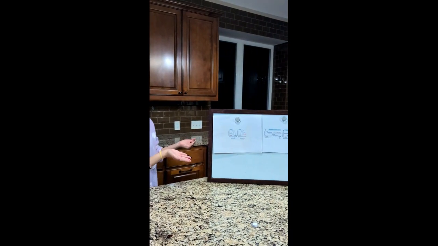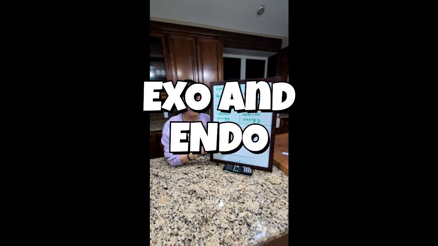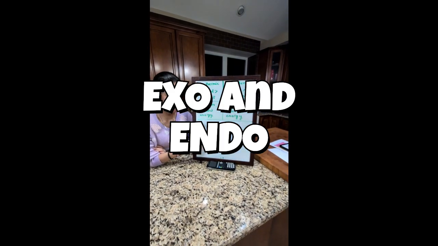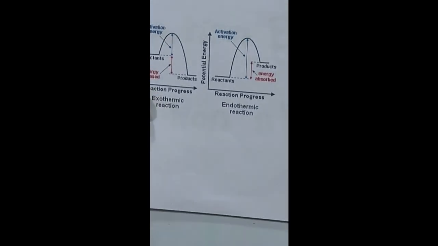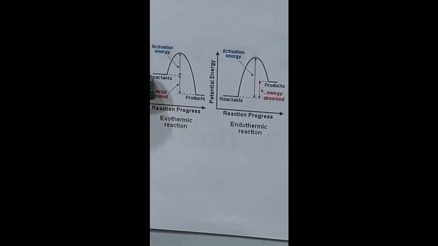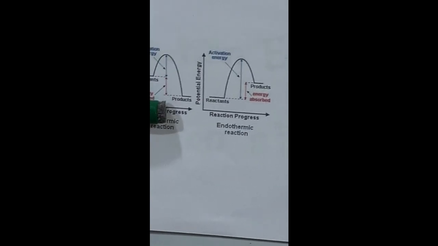Let's get into serious business and look at a graph. Now let's move on to an endothermic and an exothermic reaction pathway. An exothermic reaction is when the reactants have a higher energy than the products. In an endothermic reaction, products have a higher energy than the reactants. Here, energy is being released. Here, energy is being absorbed.